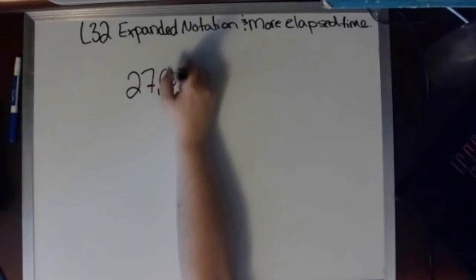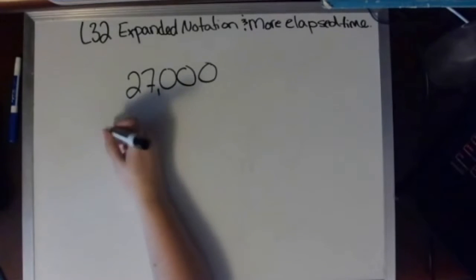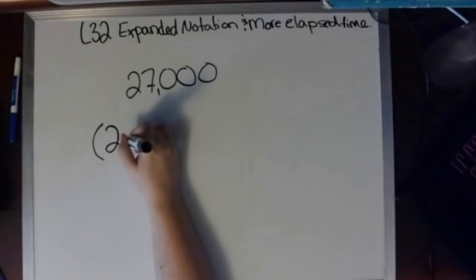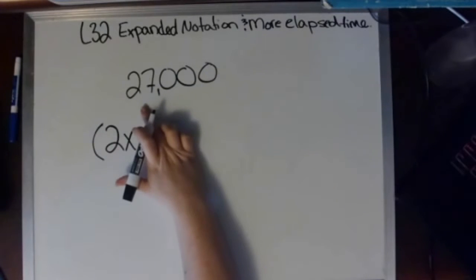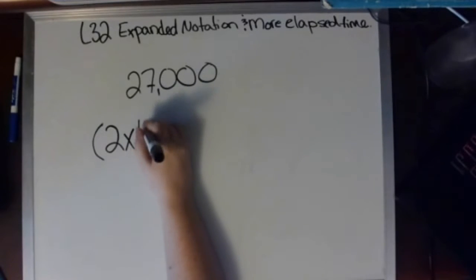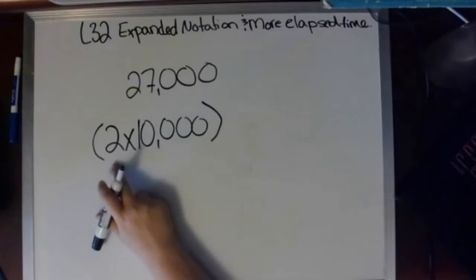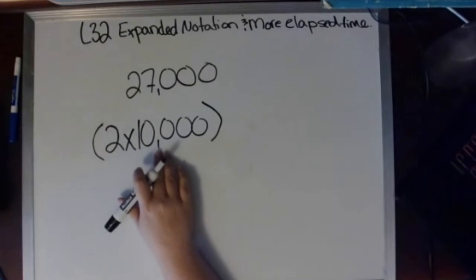The common number that we would normally work with, for example, might be 27,000. That's how we would normally write 27,000. When you're writing it in expanded notation, you are taking the two numbers that are written and showing what place value they have. So, parentheses, 2 times the place value. That is the ones, tens, hundreds, thousands, 10,000s. So that is the 10,000s place value. Okay, so that's saying 2 of the 10,000s.